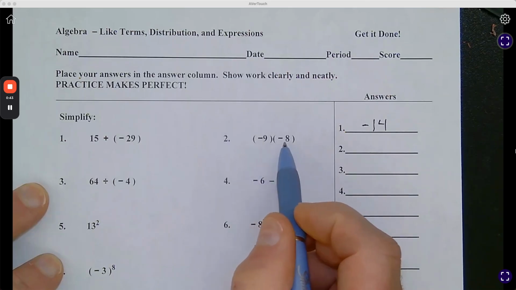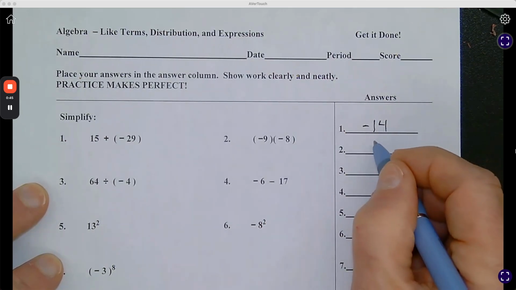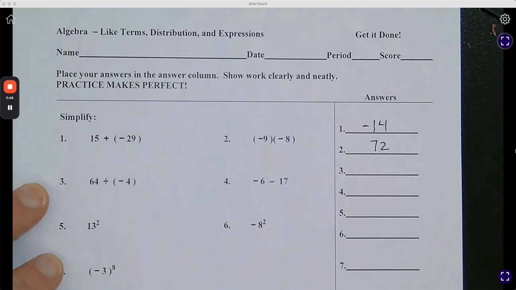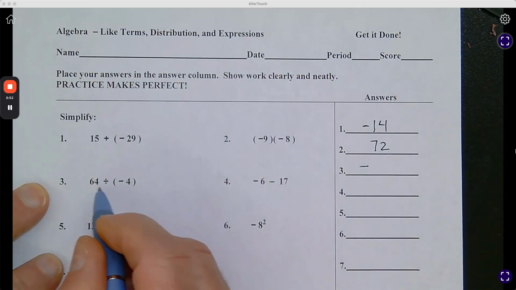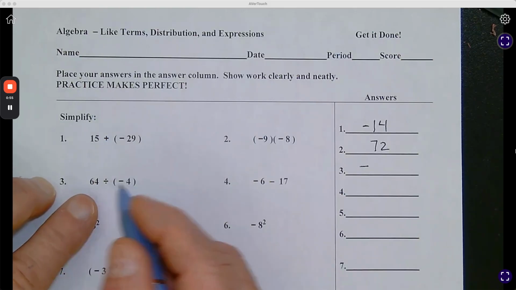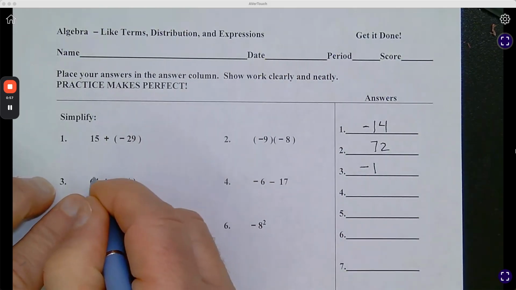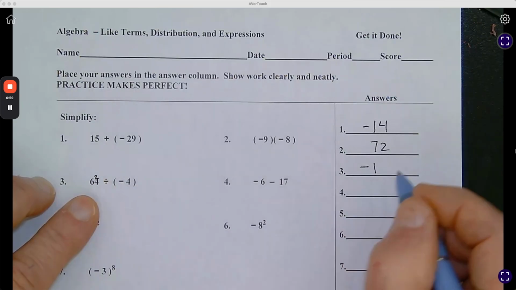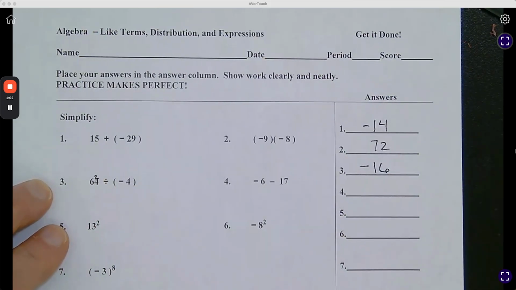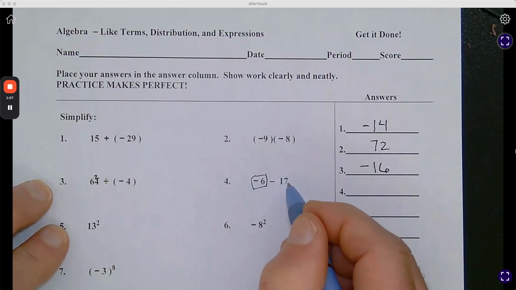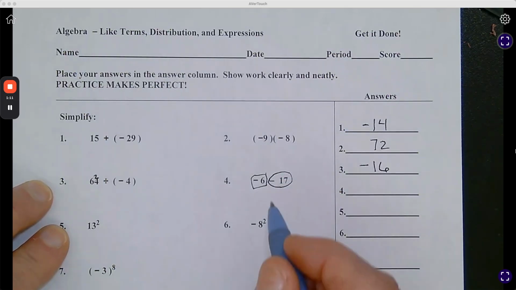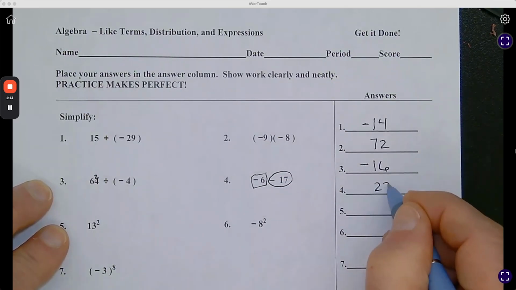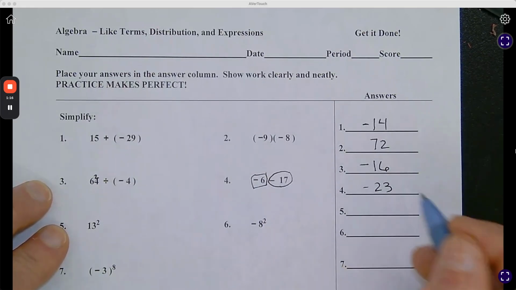A negative times a negative is a positive, and 9 times 8 is 72. A positive divided by a negative is negative. 64 divided by 4. 4 goes into 6 once with a remainder of 2. 4 goes into 24 6 times. All right, now I have 6 negatives, and then I'm going to subtract 17, so I'm getting more negative. So 6 and 17 is 23, but because they're both negatives, it's negative 23.